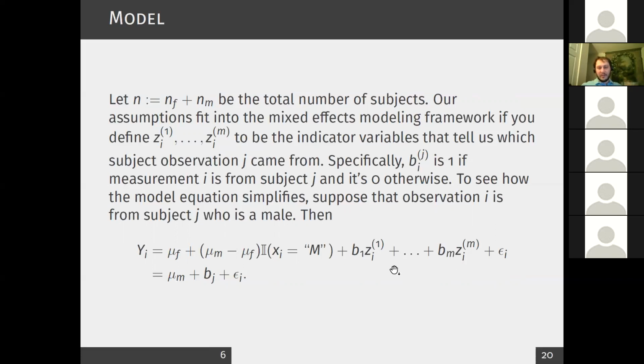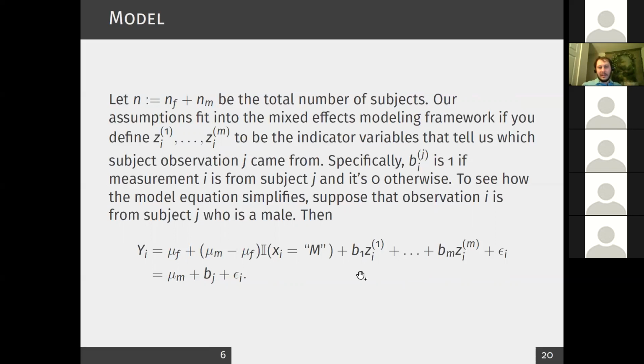I've got a little section here where I've got an indicator, but this is the formal way of doing it. The simpler way of doing it is to say that if blood pressure measurement I came from subject J, then the value of blood pressure measurement I is just going to deviate a normal error away from that person's expectation, and that person's expectation is the group expectation plus their individual subject deviance from the group expectation.